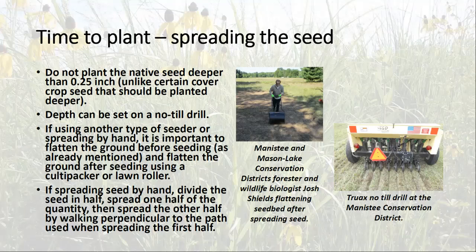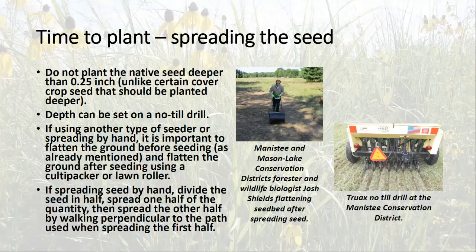So that being the case, my general recommendation is to not plant deeper than 1/4 inch to accommodate the most sensitive species in that mix in terms of planting depth. So 1/4 inch is a good rule of thumb. And this is not the same as cover crop seed. Some cover crop seed, you actually want to get 1/2 inch or deeper in the ground for good germination.